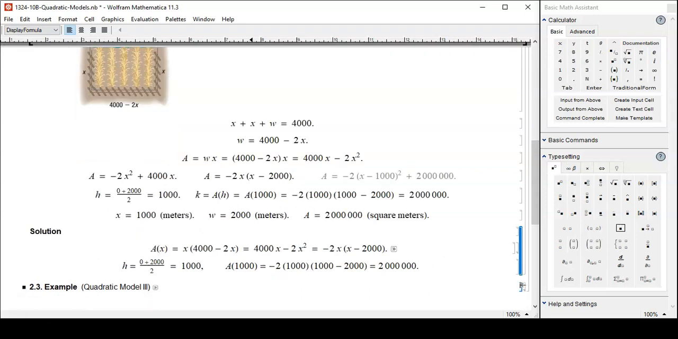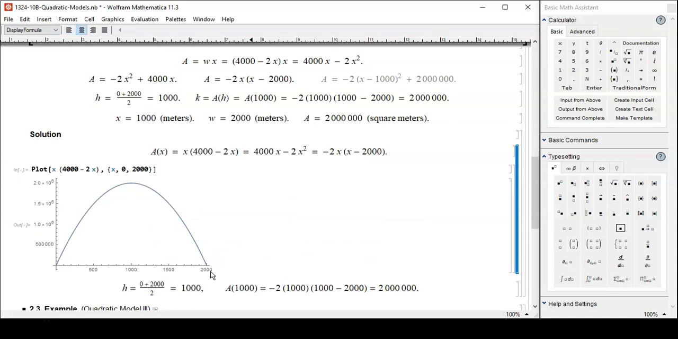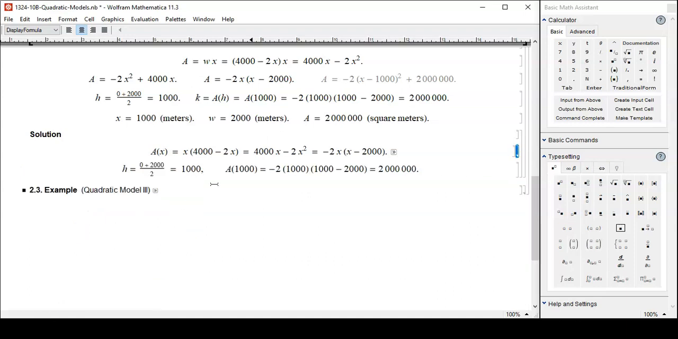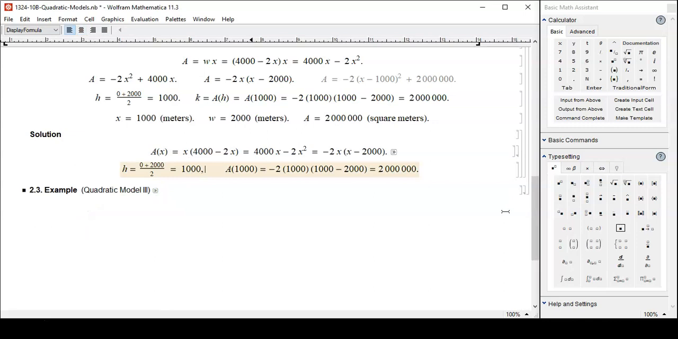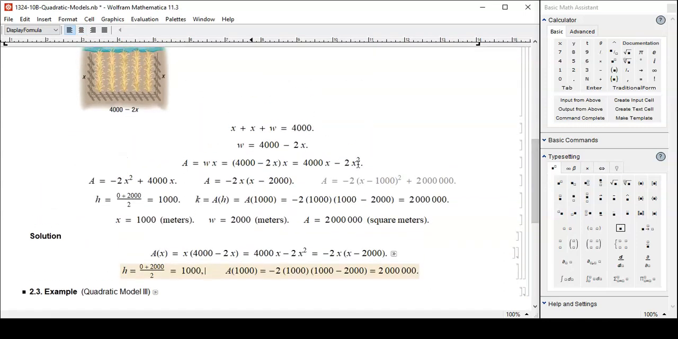What do we have in this solution here? Okay, x times 4000 minus 2x, and yeah, factored the same way to get the intercept form, and that gave me a graph like this. Do you recognize that? It's the same graph that I drew with my crude drawing mode. This is the correct form, and at 1000 we reach the maximum, okay? And then 0 plus 2000 divided by 2, that's how we get the average. That's 1000. And plugging 1000 into the area form, either the general form or intercept form, either way it's okay, you're going to get the k value, the maximum area.